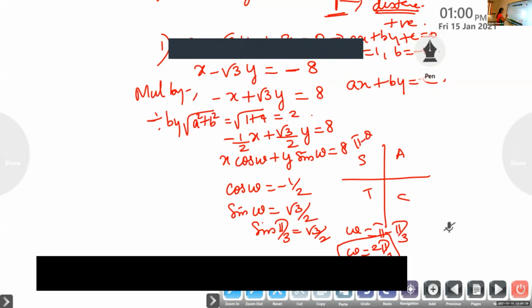Once you get omega, you can write the normal form. What is the normal form? x cos 2 pi by 3 plus y sin 2 pi by 3 is equal to 4.